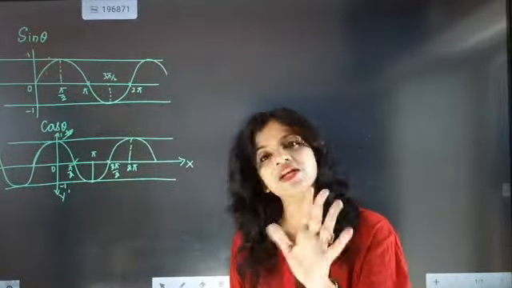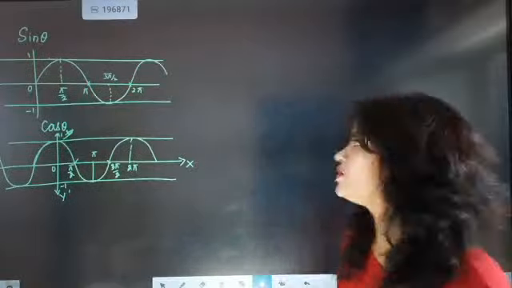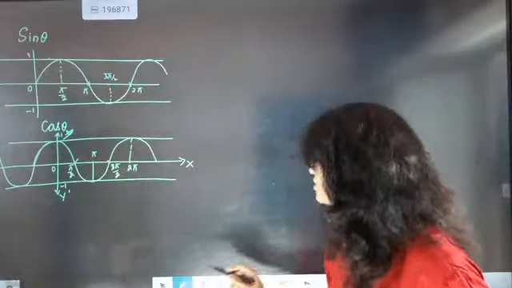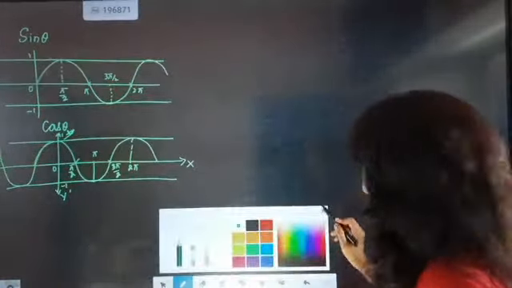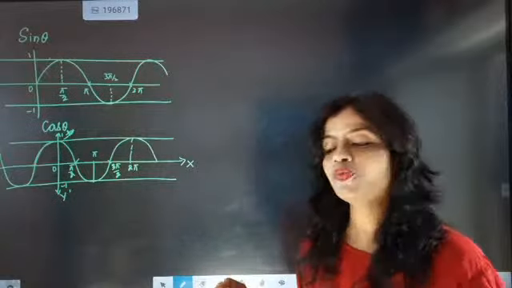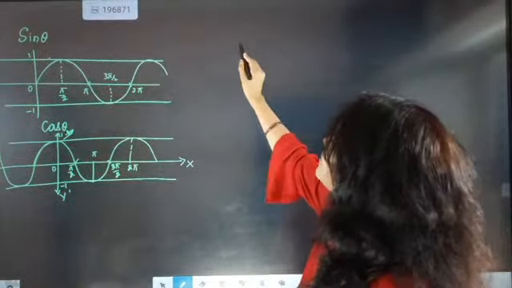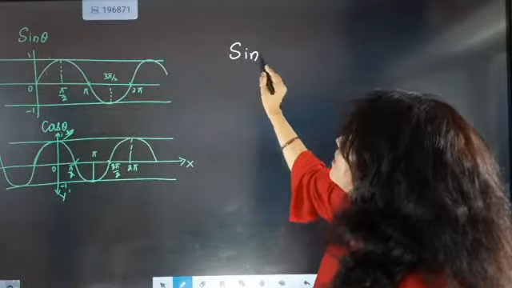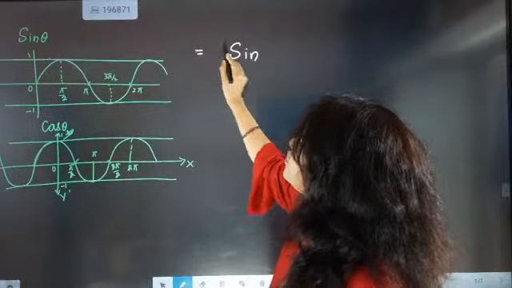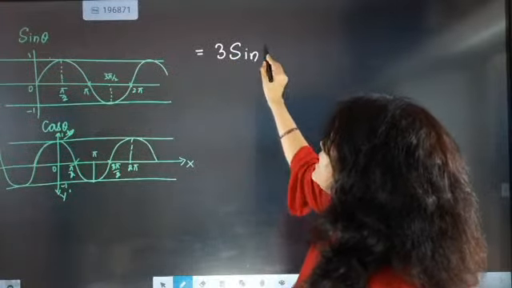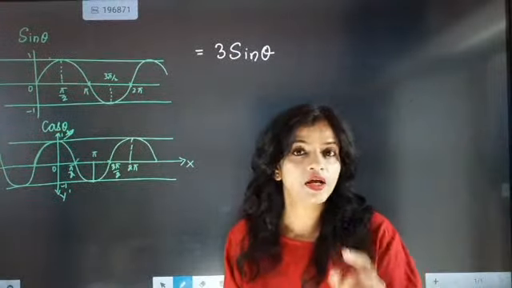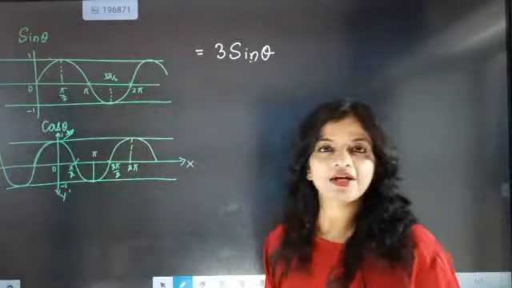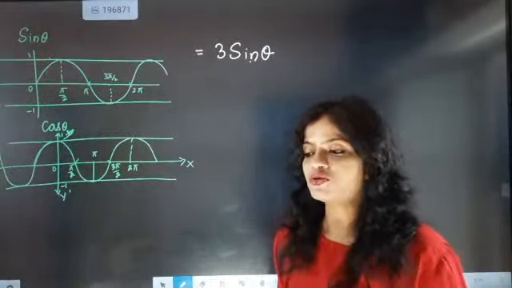So these 3 graphs you see, you will be able to solve the question if graph related questions come. Now look here. First thing is how to proceed with this. If they tell you to draw the graph of 3 sine theta, look here, 3 is multiplied to sine theta.